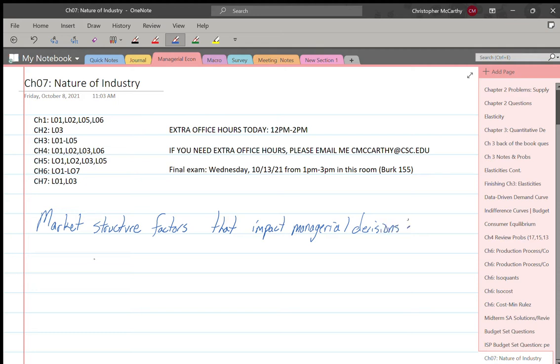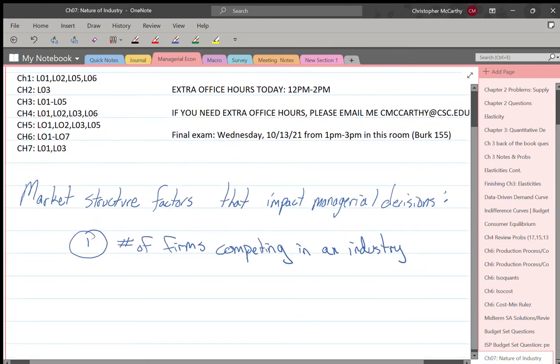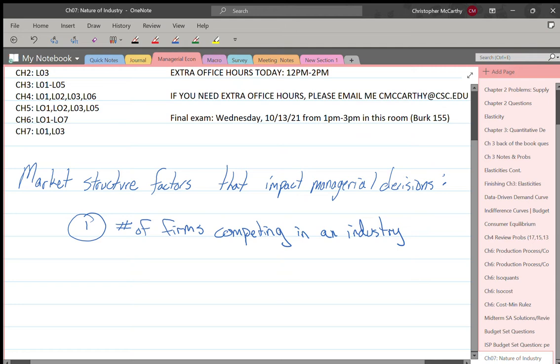The first one we're going to have is simply the number of firms competing in an industry. If there's already a whole bunch of firms competing in the industry, then it's going to be difficult for you to make a ton of money. But if you are one of the new entrants, or if there is an underserved market, that's going to impact how aggressively you pursue that particular market.